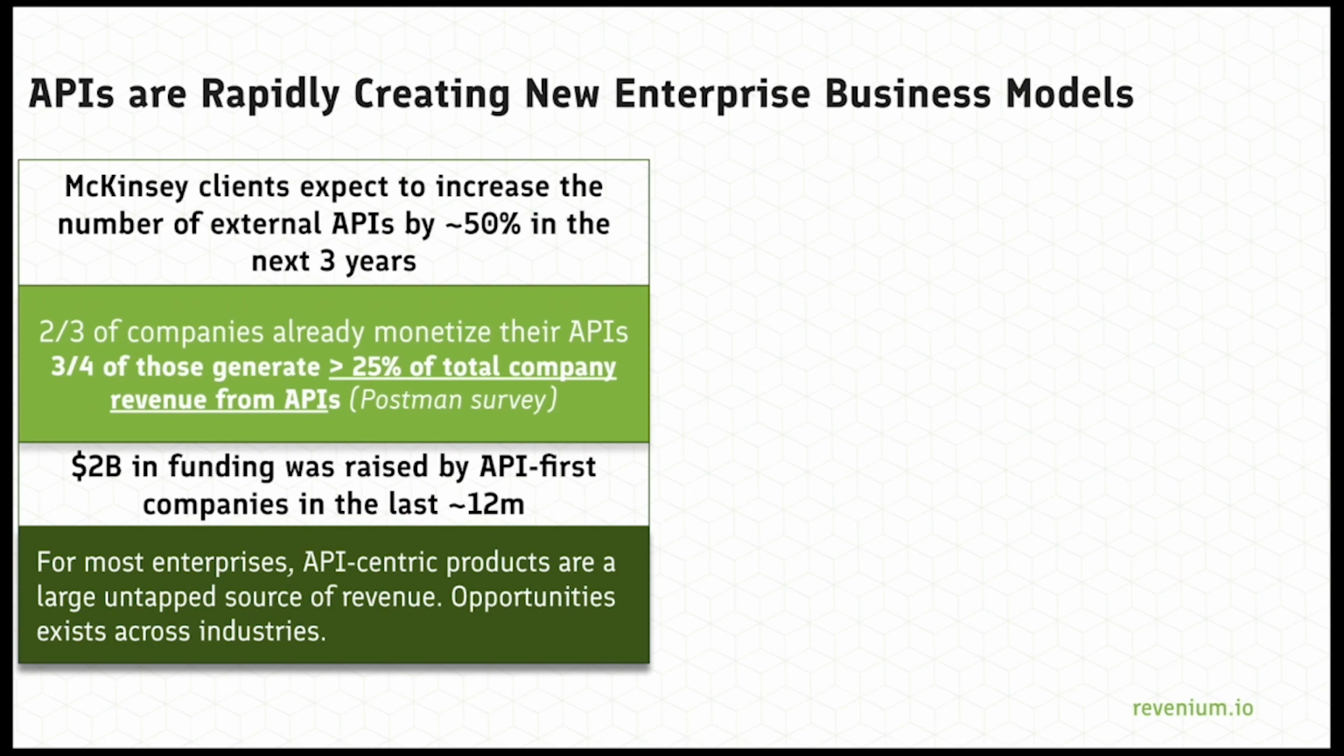First of all, a bit of background. The first statistic comes from McKinsey that was done just in the last year in 2023, and they showed that their clients expect to increase the number of external APIs that they offer by 50% in the next 3 years. So clearly this is an area where there continues to be significant growth, and clients are looking to expand the number of services that can be consumed by customers and partners externally.